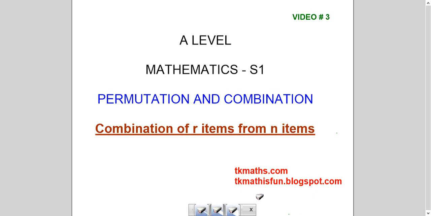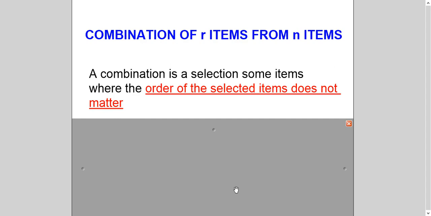In today's video, which is video number 3 on permutation and combination, we will see combination of r items from n items. And this is a part of the syllabus of A-level mathematics S1. In the previous two videos, we have seen permutation and arrangements. Now we will see combination.